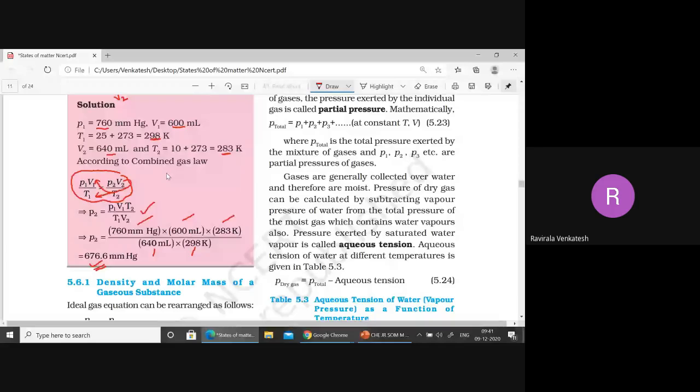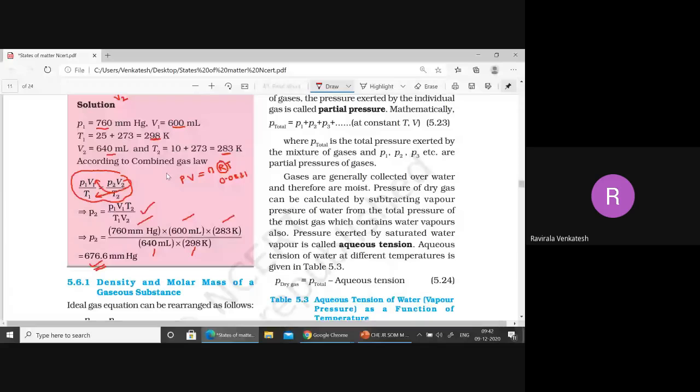Understood? But one thing here: if the given R value is 0.0831 or 0.0821, in bar or atmosphere, whatever it may be, take the pressure in terms of bar and the volume in terms of liters. Whenever you are using the R value, if R is taken as 0.0831, then volume must be taken in liters and pressure in bar. This is compulsory.